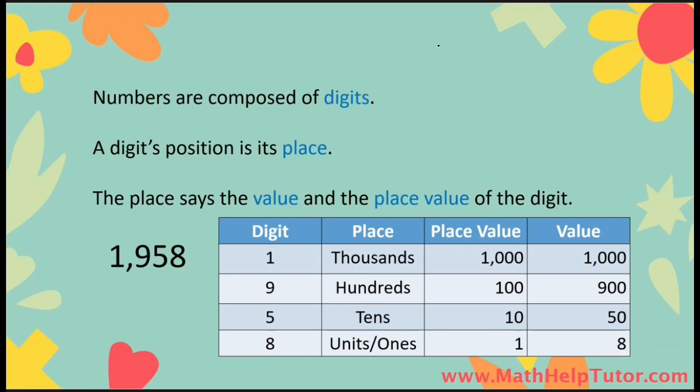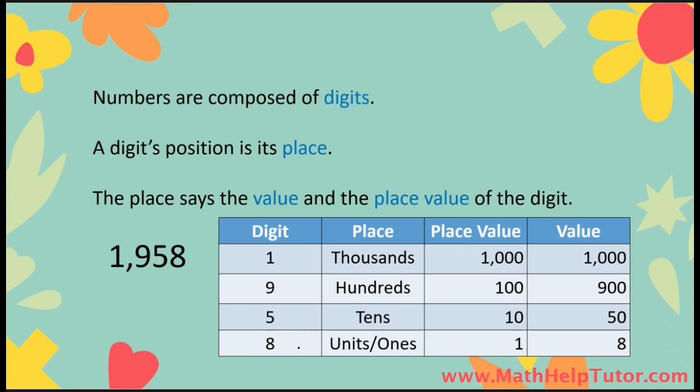So here we have the number 1958. Its digits are 1, 9, 5, and 8. And we can also see those digits here in this table, in this column named digit. So we have digits 1, 9, 5, and 8. And each of these digits have a place.